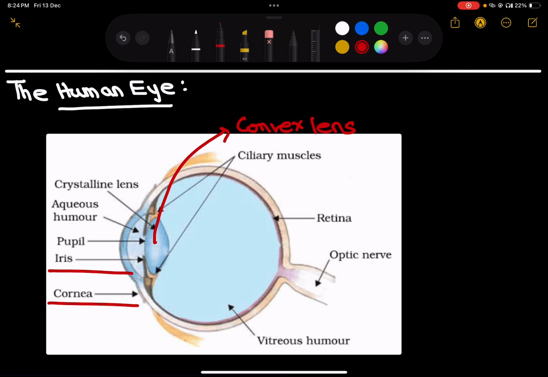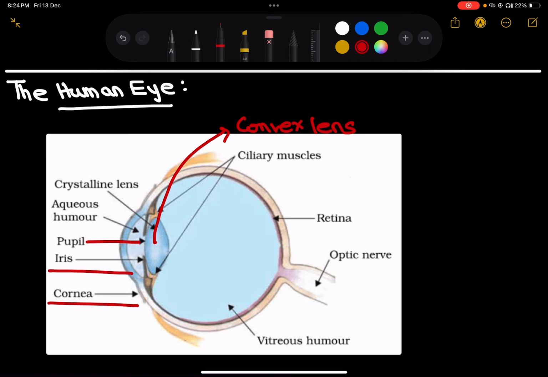This is very important. You have to understand. Questions are asked, MCQs are formed. Most of the refraction occurs at the cornea itself. Now after the cornea, the light enters the pupil. The pupil is a small opening, and it regulates and controls the amount of light entering the eye.